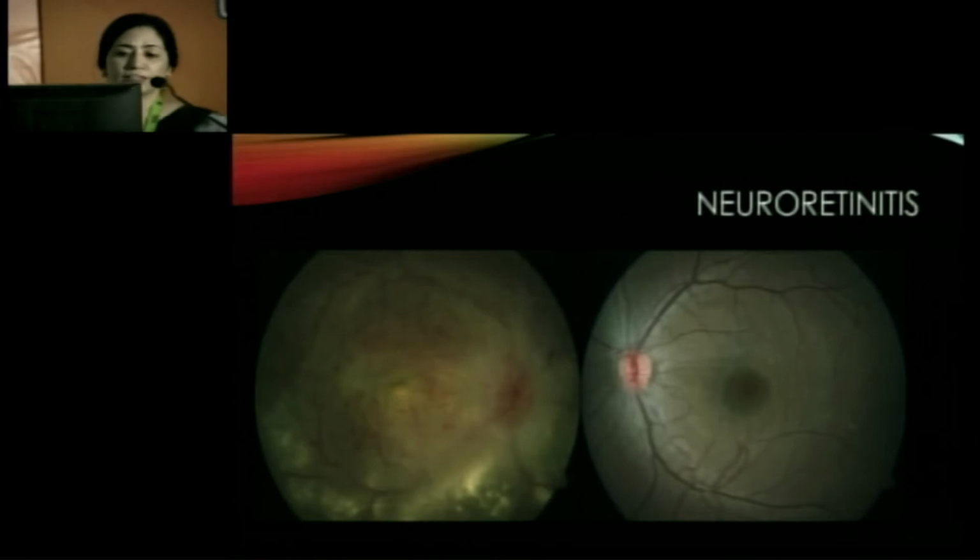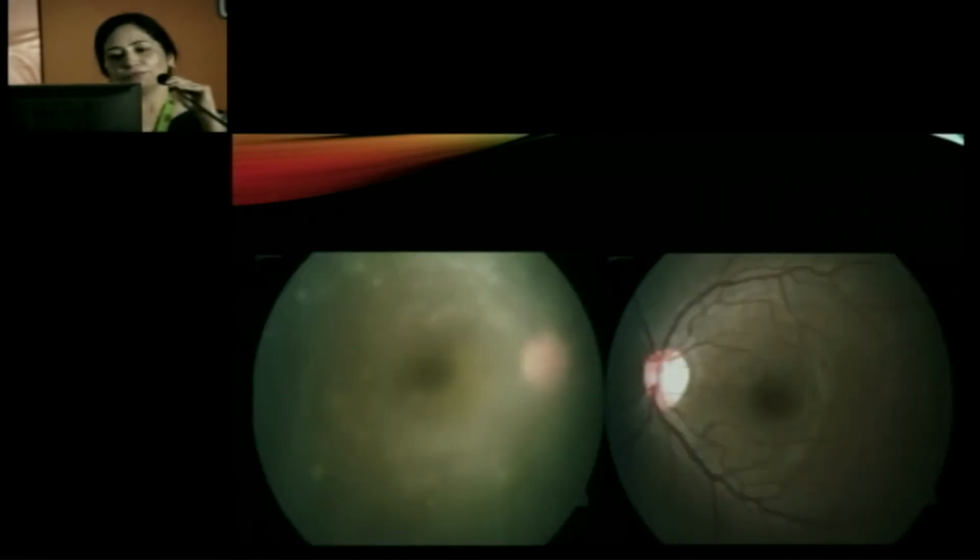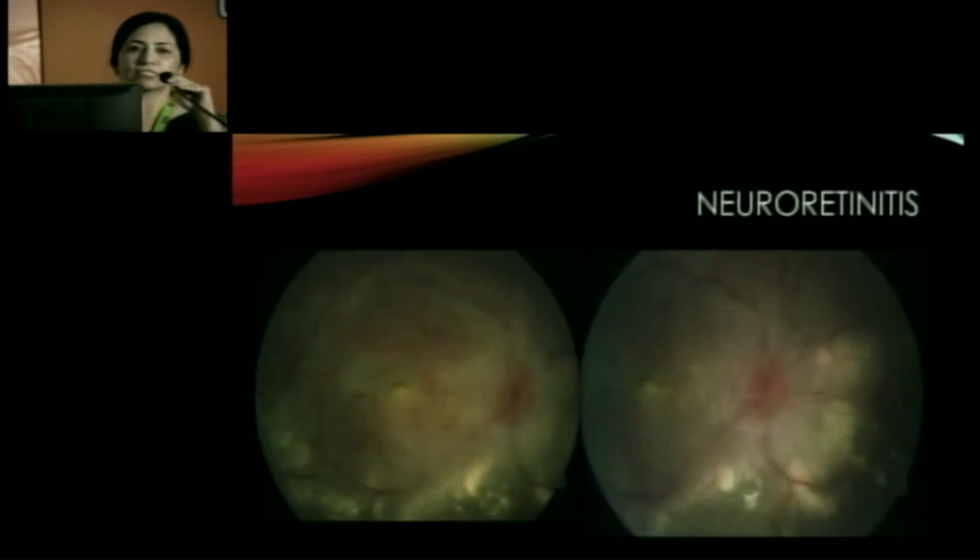This is a 16-year-old girl with reduced vision in the right eye with a neuroretinitis picture. There were areas of retinochoroiditis which were seen, and we suspected either toxo or syphilis. The patient underwent systemic investigation and was positive for VDRL and TPHA. This was a non-HIV patient, a 16-year-old unmarried girl.